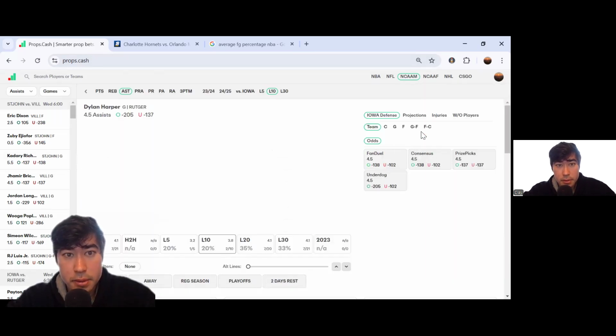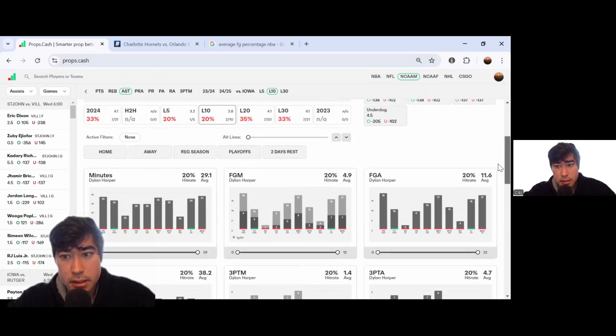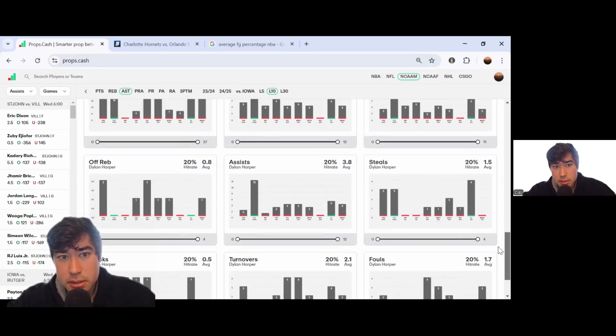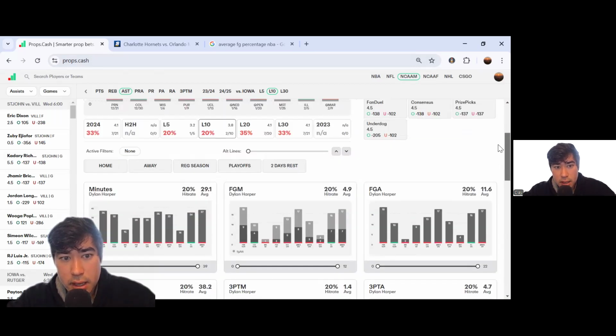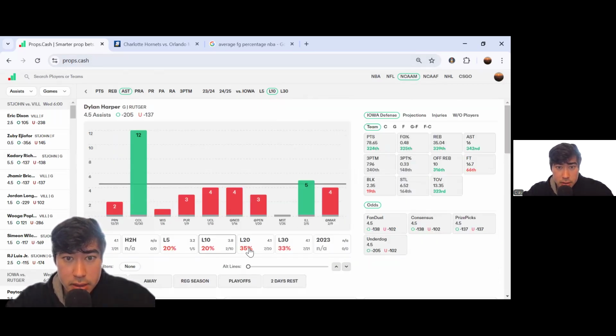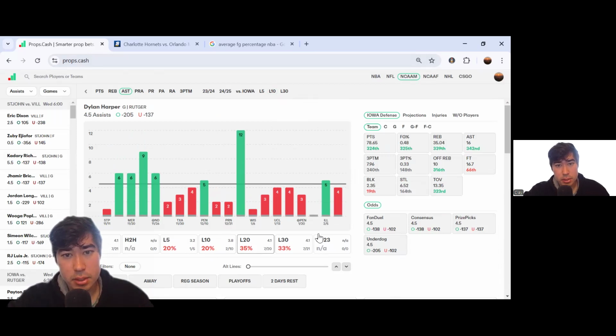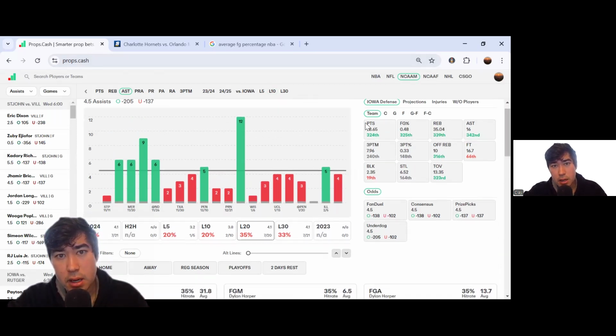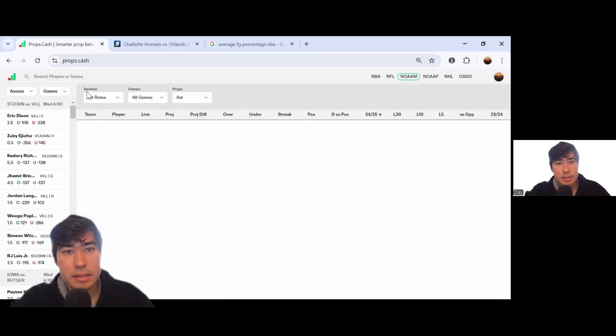All right, Dylan Harper's under. Okay, this is a good under. So we're gonna look at his potential assists if they have it. Okay, they don't have the potential assists here, but we would look at that, and we could also just look at his assist bar chart. This is a clear under. He's playing an awful team, so that's why the line's this high, but still, it might be a good under.